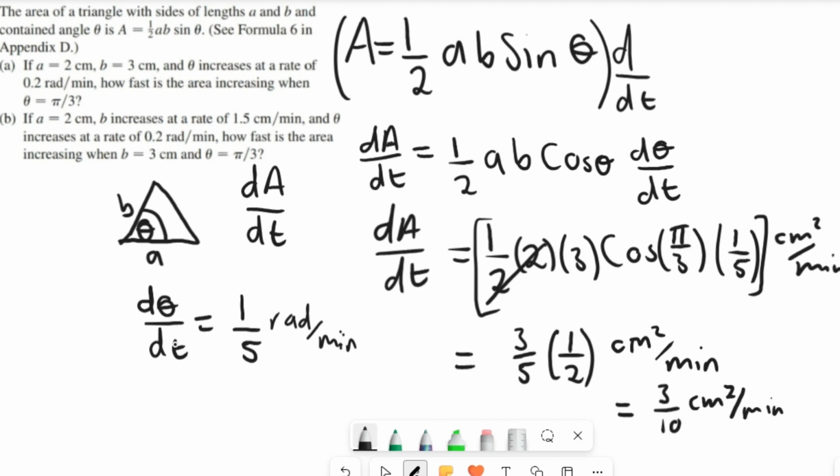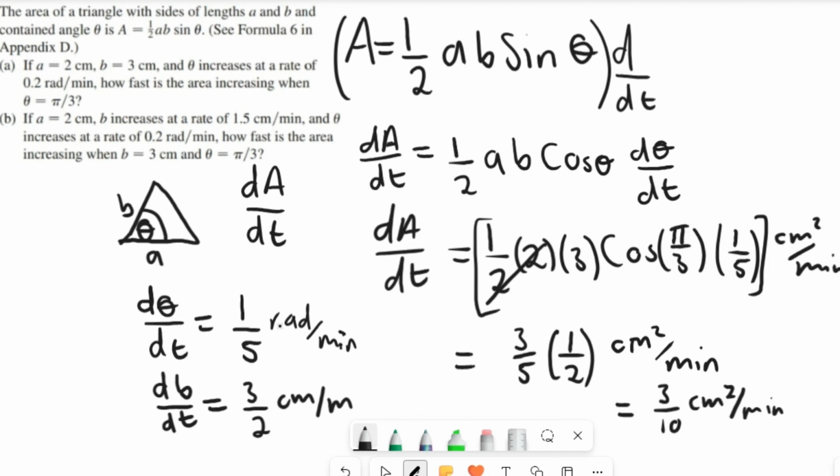So we're going to have to write here that our dB dt is the same as that rate that they're giving us, 1.5 centimeters per minute. That is just 3 over 2 centimeters per minute. We can write it here like that. And then theta increases at 0.2. This is the rate of theta. It's still 1 over 5, 0.2.